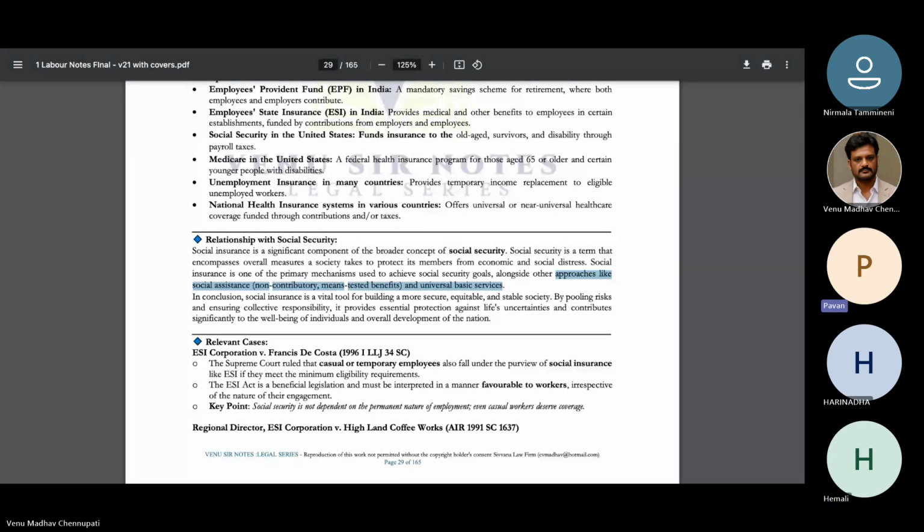These benefits, means tested benefits, are designed to provide a safety net for those with limited financial resources, ensuring they have access to basic necessities.